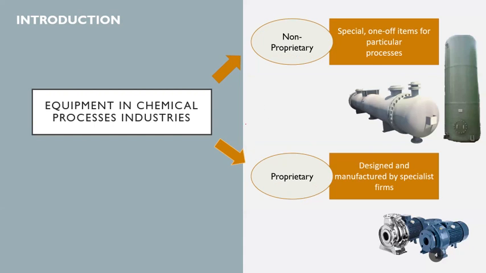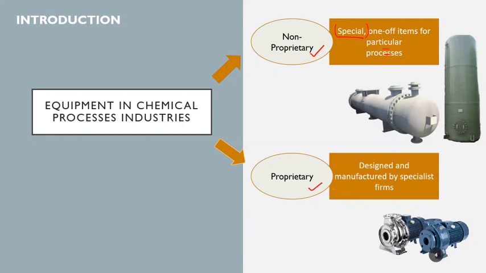Okay, as the introduction, in the chemical process industry, the equipment can be categorized into two: non-proprietary and proprietary equipment. Non-proprietary is special, customized equipment, which is a one-off item for a particular process. For example, if we are required to produce 10 metric tons of ammonia based on a particular process, we design the reactor to have that 10 metric tons of production, or maybe we also require a distillation column based on that desired output. So this is called non-proprietary. We have customized equipment based on that particular process.